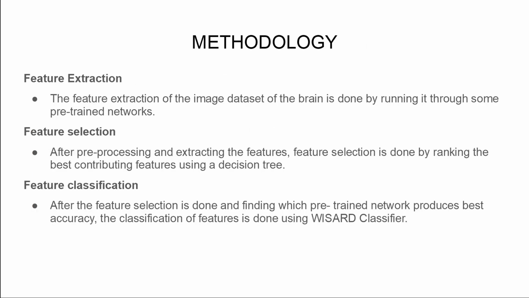So the methodology for building this model includes feature extraction from the above mentioned data set of MRI scans, and the extracted features are then selected to provide the best possible features which can be used for classification purposes. And these are essentially the three major steps for building the model.